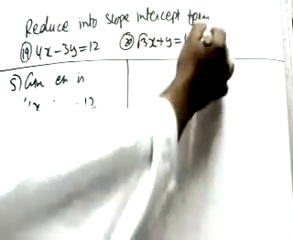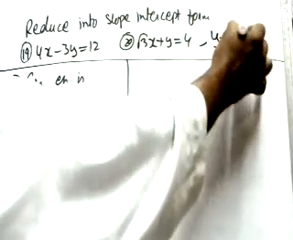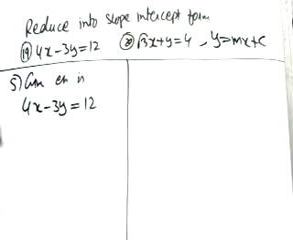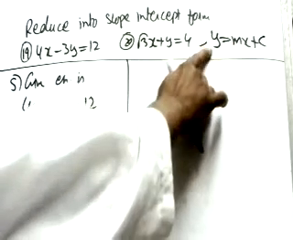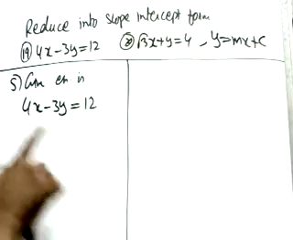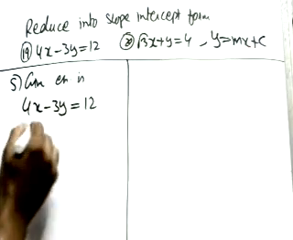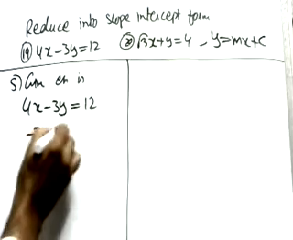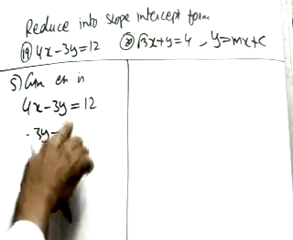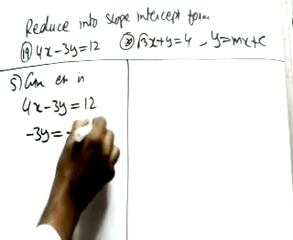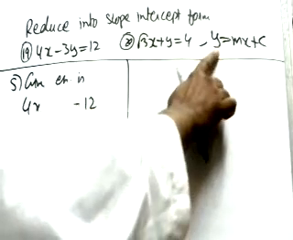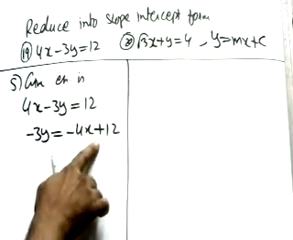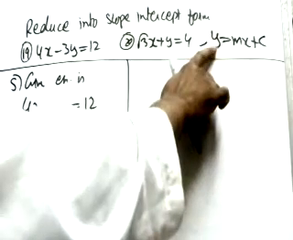Now see here, reduce into slope intercept form. We know what slope intercept form is: y equals mx plus c. We have to reduce like this. Now let us start with the first question. We want y here and the other two terms on the other side. So minus 3y equals plus 4x on the other side, minus 4x plus 12. We want y on the left side and x and the constant on the right side.